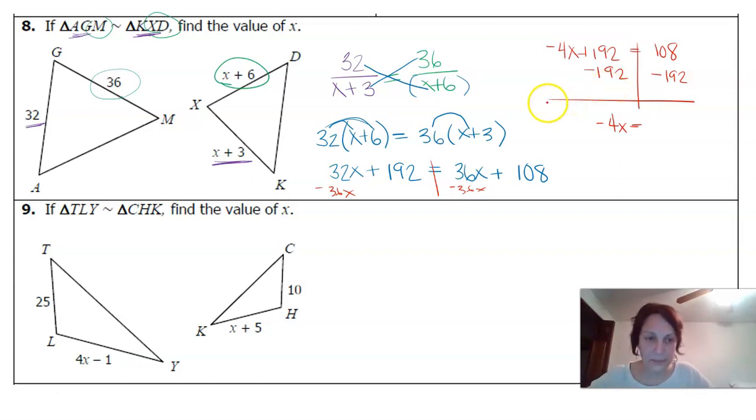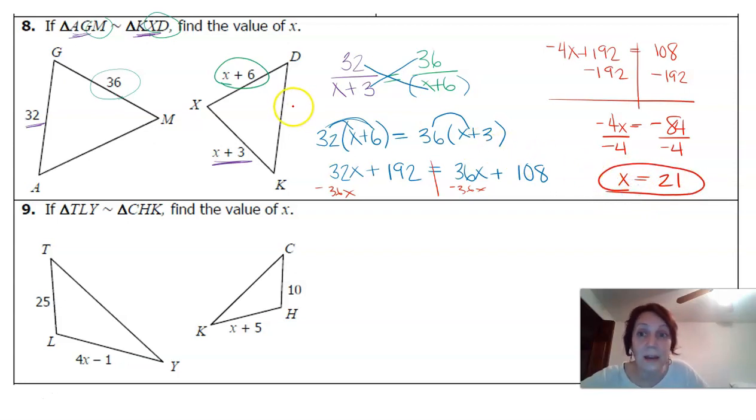Okay, I didn't do it right. 108 minus 192. See, I don't trust my mental math. I don't even trust my calculator math. I got an 84, negative 84. So last step, as always, we divide by negative 4, and I get that x equals 21.